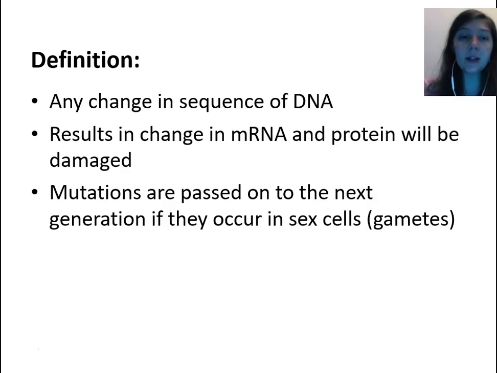Mutations are only passed on to the next generation if they occur in the sex cells or gametes. So if the mutation occurs in an egg or sperm cell, that can be passed on to the child, but if it's anywhere else in the body, it is not going to be inherited.